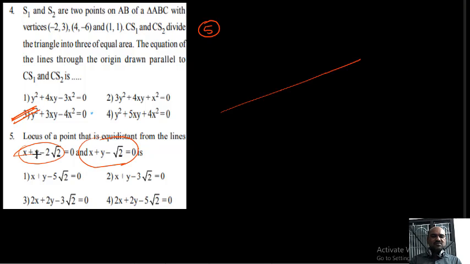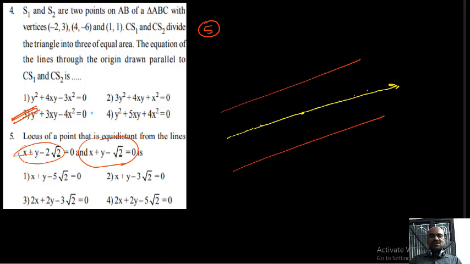Okay students, next problem, fifth problem. The locus of a point that is equidistant from two lines. Listen students, two lines are given. Observe, these two are parallel lines. See, x plus y, they differ by only a constant. We want to find the locus of a point which is equidistant from two parallel lines. Already you know that the locus of a point equidistant from two parallel lines is another parallel line between the given two parallel lines. This is the required straight line.